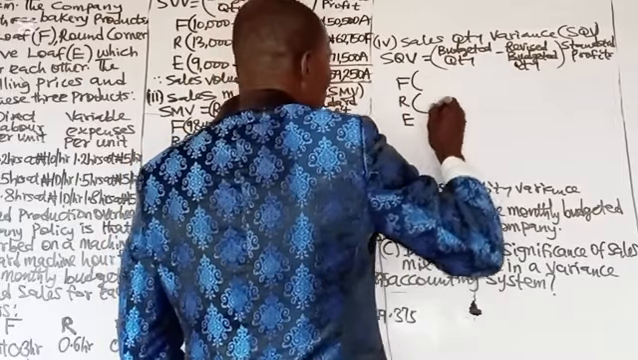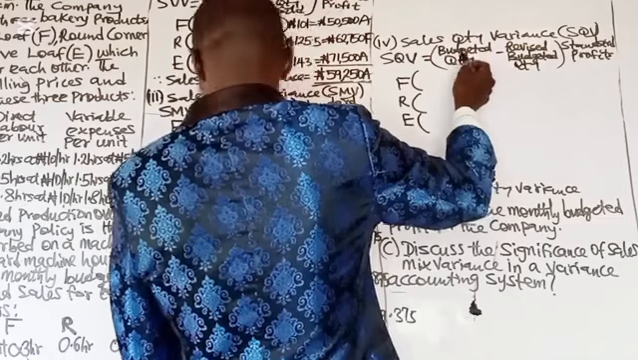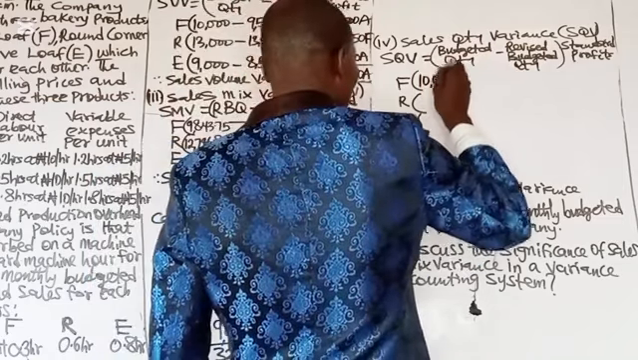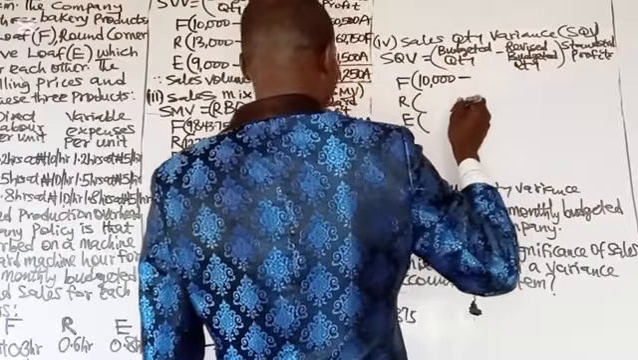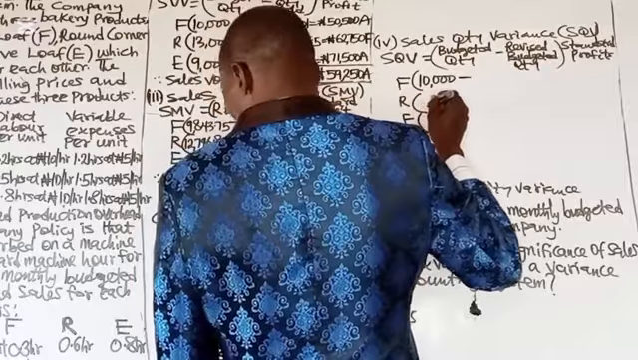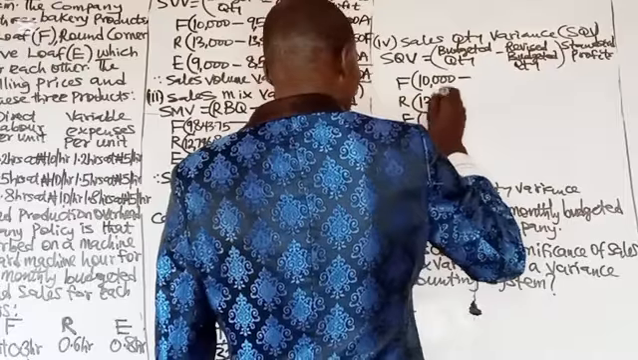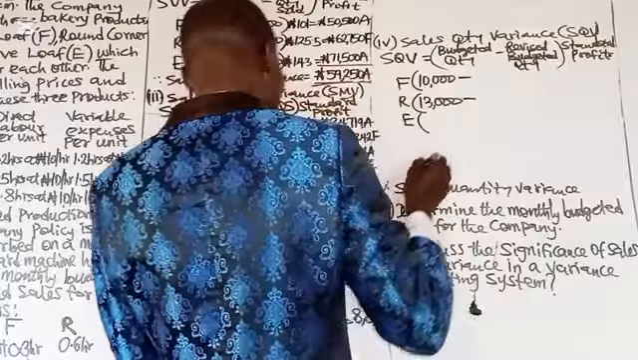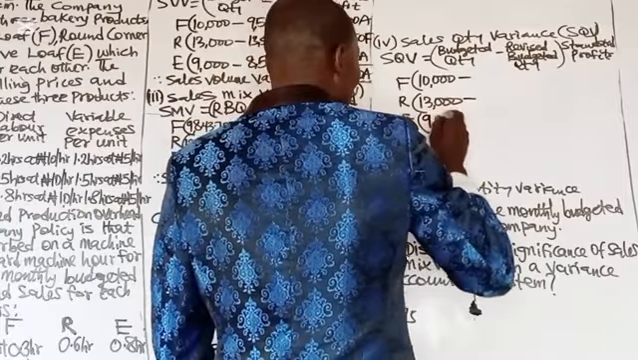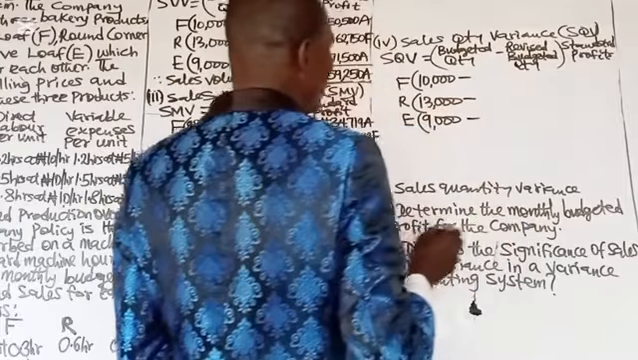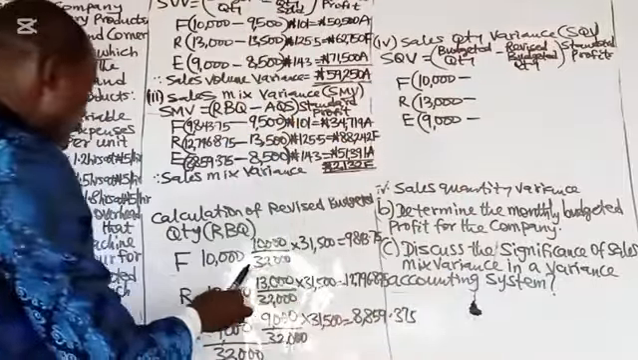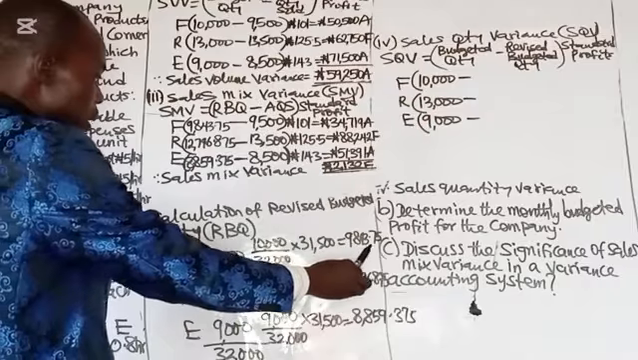For F, the budgeted quantity is given to be 10,000 units. For R, the budgeted quantity, this information is provided in the question, 13,000 units. And for E, we have 9,000 units. The revised budgeted quantity has been calculated, and we got 9,843.75.